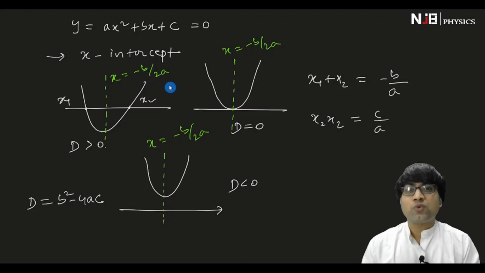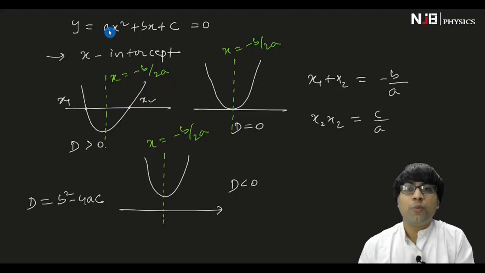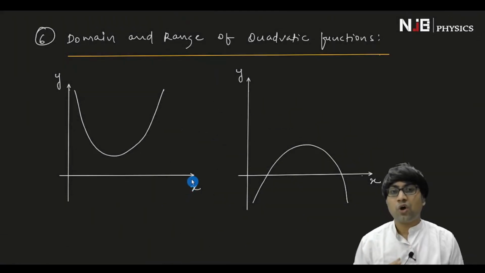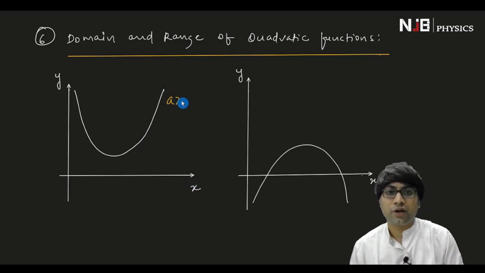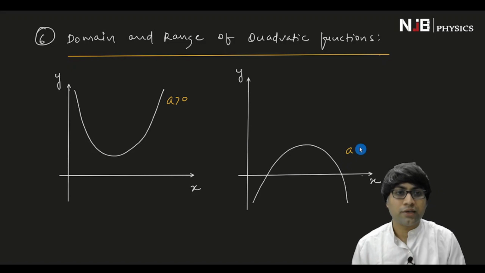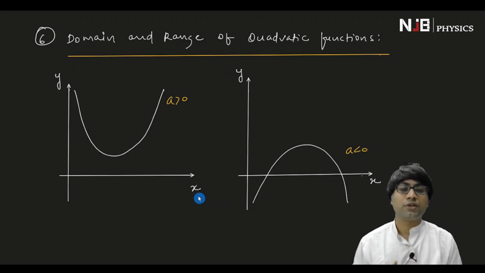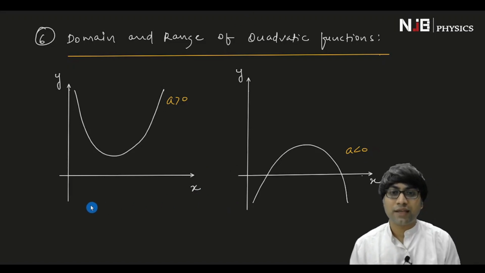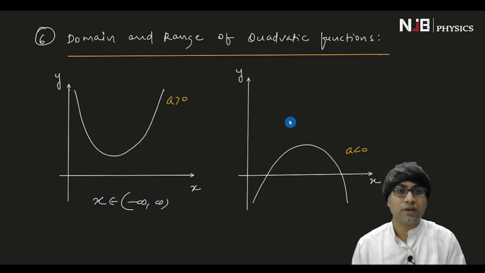And in fact, with this we should be talking about the domain and range of this particular function. So in order to talk about domain and range, I have taken two situations. In the first situation, a is greater than 0. In the second situation, a is less than 0. So we can clearly see in both situations, there is no restriction upon the value of x. x can take just any value. Therefore, x is going to be anything from minus infinity to plus infinity in the first case, as well as in the second case.